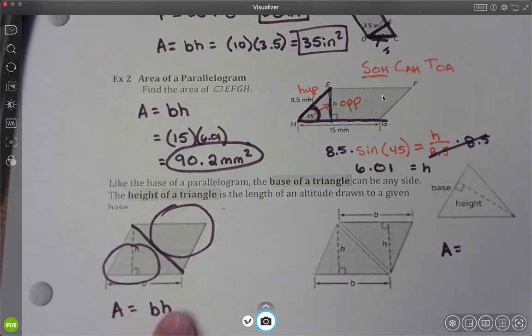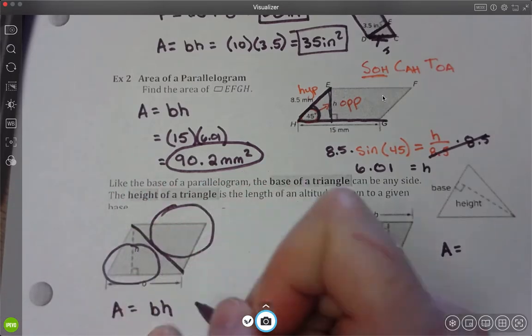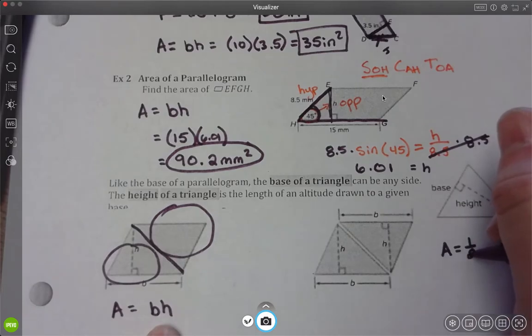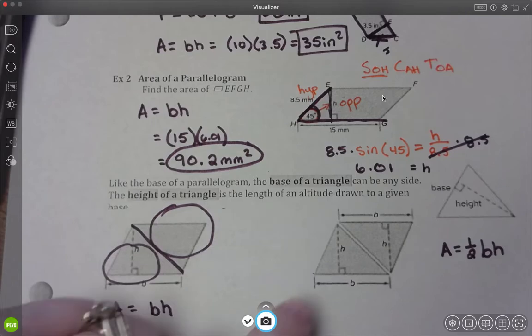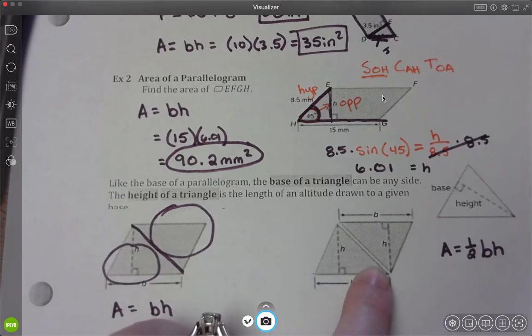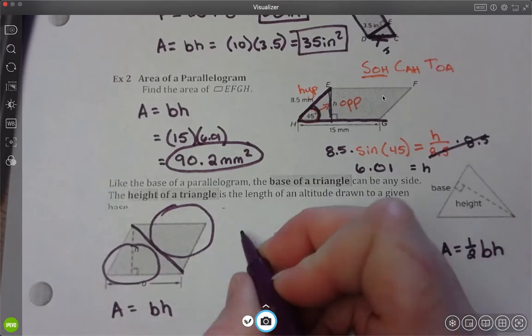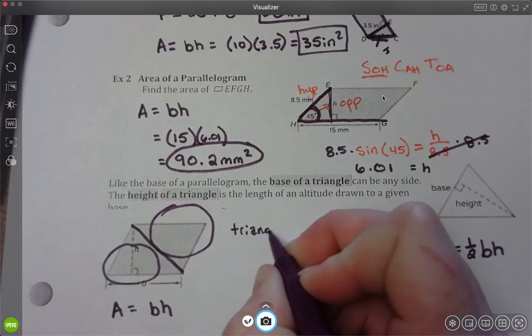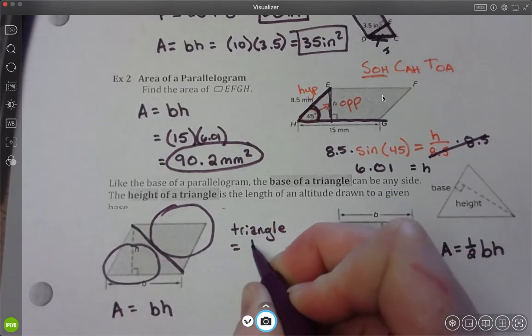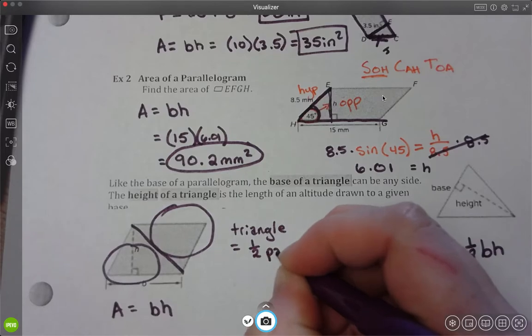So what I notice is that when I take the area of this parallelogram, the whole thing, that's base times height, but if I cut him in half, 1/2 base times height will give me the area of a triangle, because a triangle is half of a parallelogram, okay? Maybe I'll put that in here. Triangle equals 1/2 of a parallelogram.